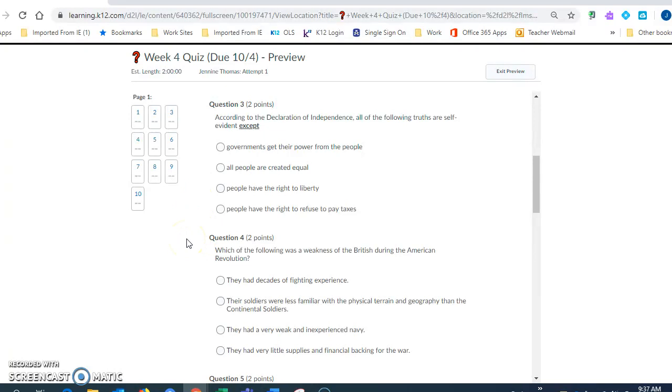Question number 4. Which of the following was a weakness of the British during the American Revolution? They had decades of fighting experience. Their soldiers were less familiar with the physical terrain and geography than the Continental soldiers. They had a very weak and inexperienced navy. They had very little supplies and financial backing for the war.